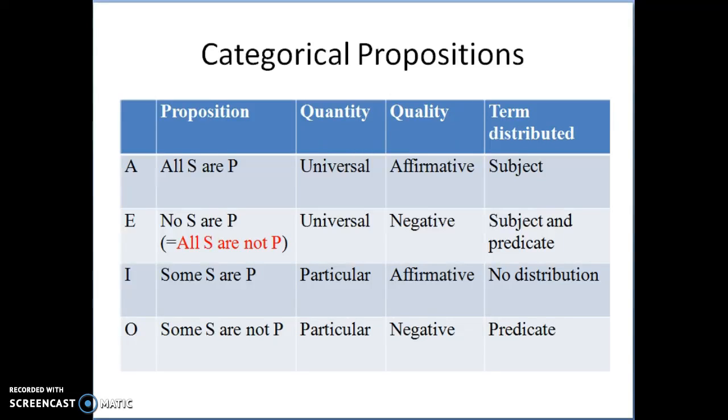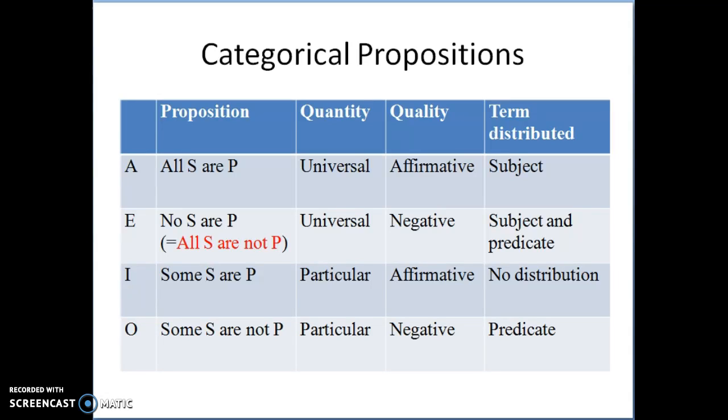Categorical propositions fall into four basic groups which logicians have named A, E, I, and O. Categorical propositions each have a quantity, which is either universal or particular. Universal propositions say something about all the members of a group. Particular propositions say something about some members of a group. Categorical propositions also have a quality, which is either affirmative or negative.